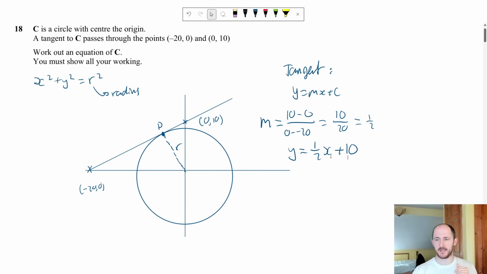Nice and easy. Now, the equation for the radius is also not too bad, but it involves a little bit of a trick that not a lot of students would know. Because the radius will meet the tangent at 90 degrees, they're perpendicular to each other, then the gradient is just going to be the negative reciprocal. So that's just going to be minus 2. Also, the radius is going to go right through the centre of the circle, and the coordinates of the centre of the circle are 0, 0.